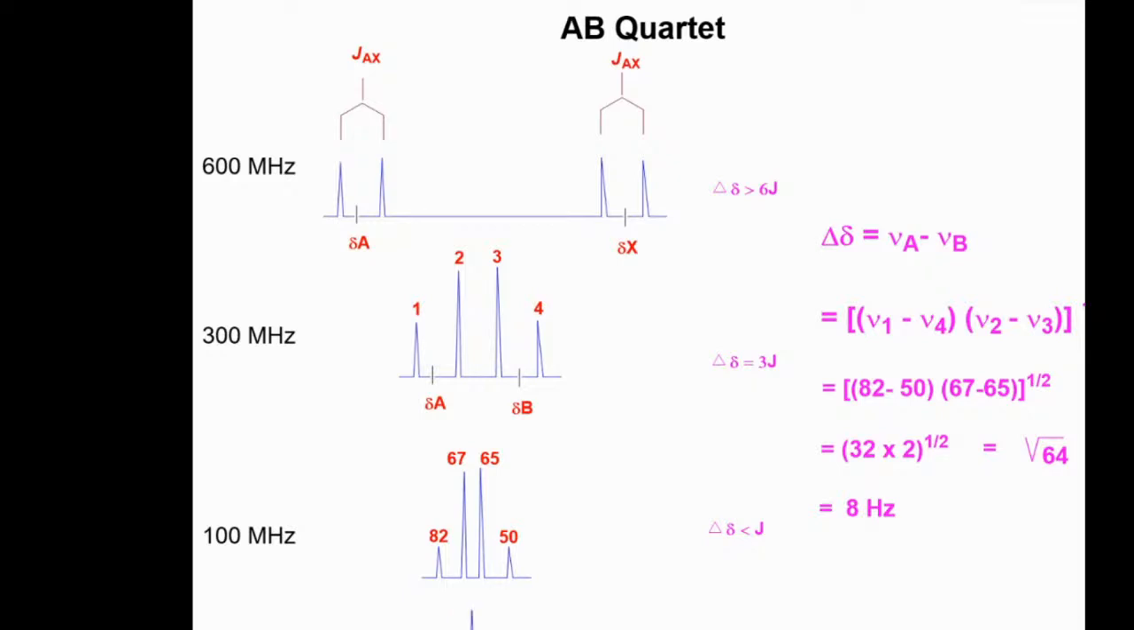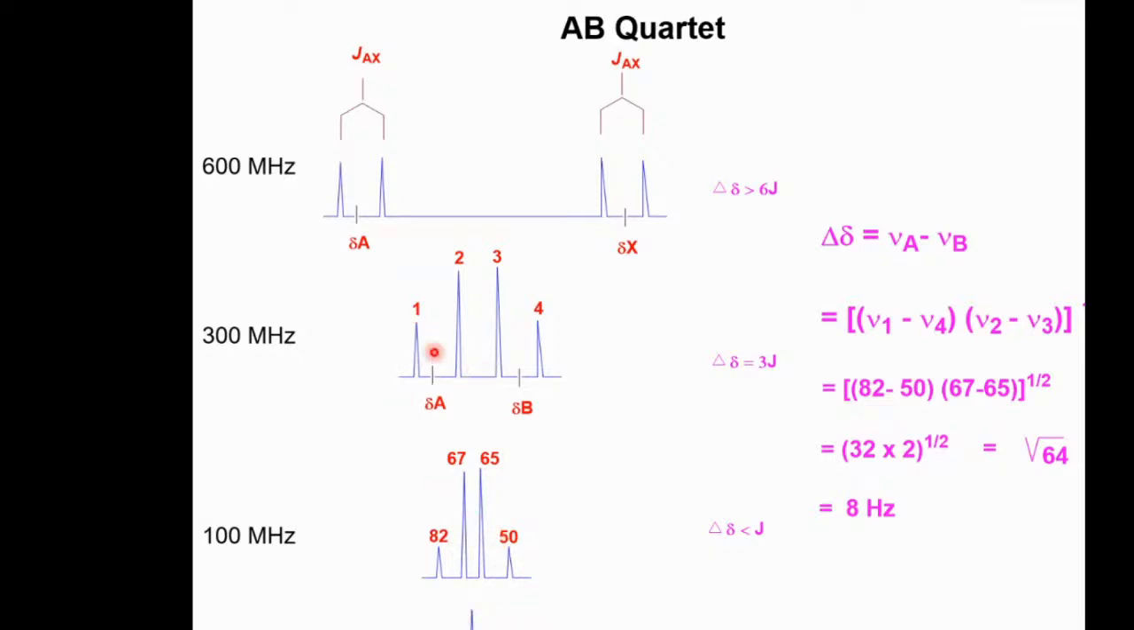that coupling may not be visible. Assume that it appears as an unresolved signal. It looks like a singlet. But as you increase the frequency, go to 100 megahertz, then you see a quartet-like signal appearing. And this need not follow that 1:3:3:1 ratio.